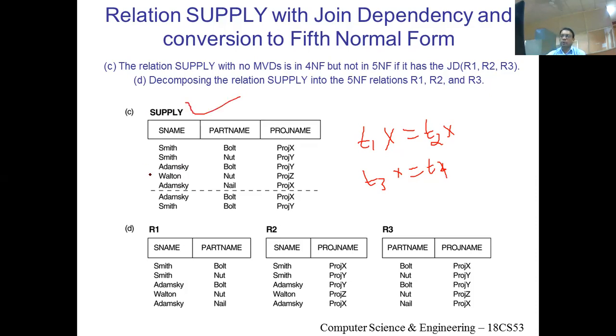Now we have to decompose this relation into fifth normal form. Decomposing the relation into fifth normal form gives relations R1, R2 and R3, because we have a join dependency here. If we decompose it further, we may lose the join dependency. So we are decomposing into R1, R2 and R3, and R1, R2, R3 cannot be further decomposed. So this is the final set of relations, which are in fifth normal form. The same diagram has been repeated here.